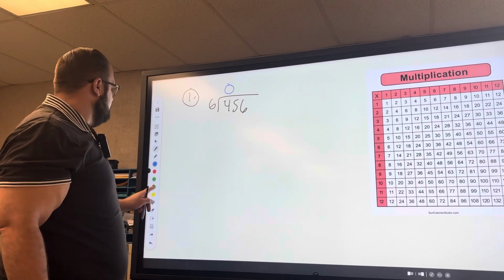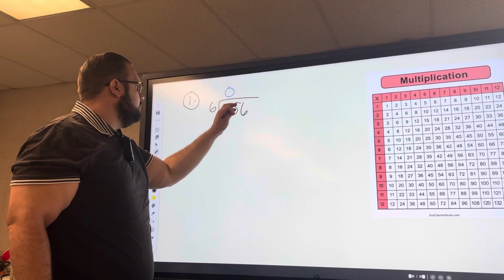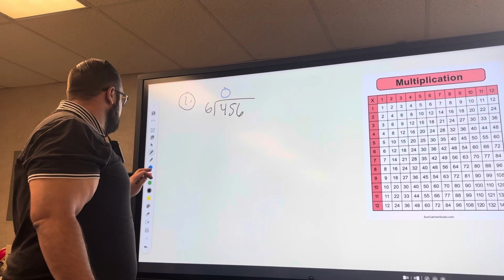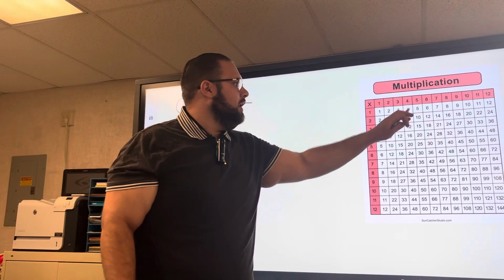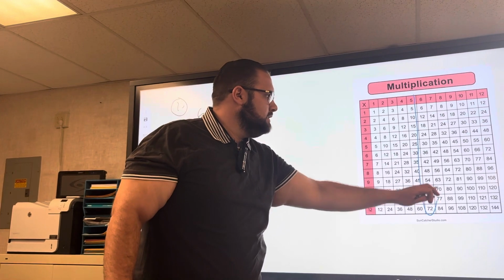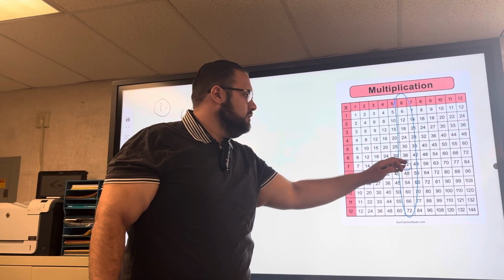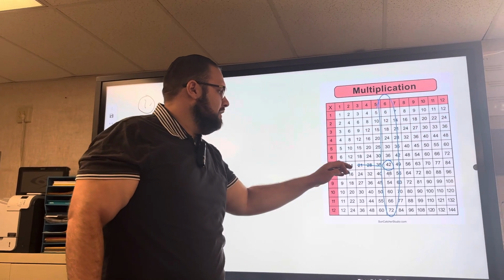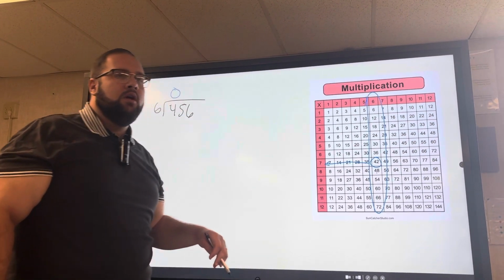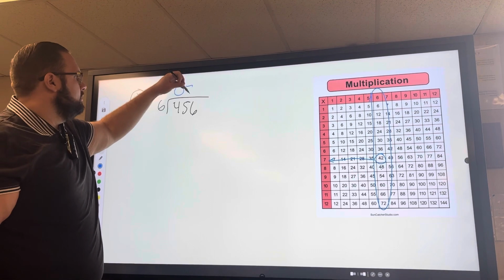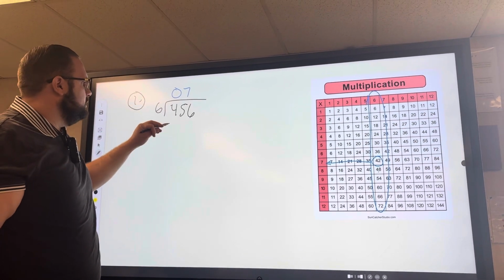And that's a really sloppy 5. Let me see if I can make it a little bit better. All right, it's a little bit better. How many times does 6 go into 45? I'm going to look here at my 6's. I see there's 48. That's too big. 42 is as close to 45 as I can get without going over. And that's 7 times. So 6 times 7 is 42.